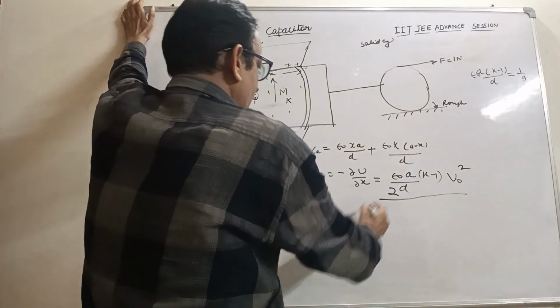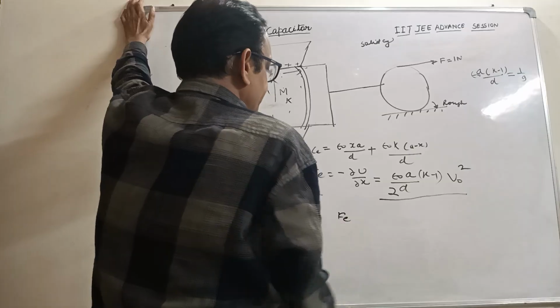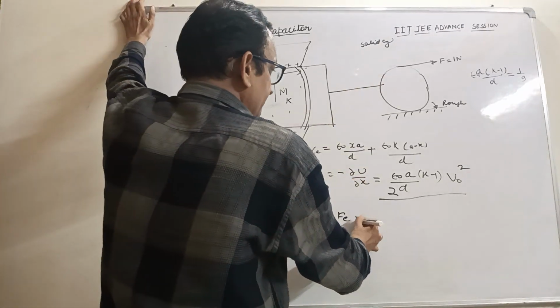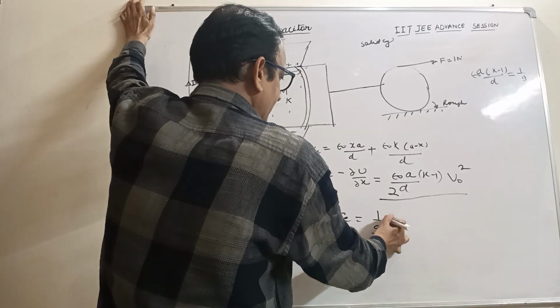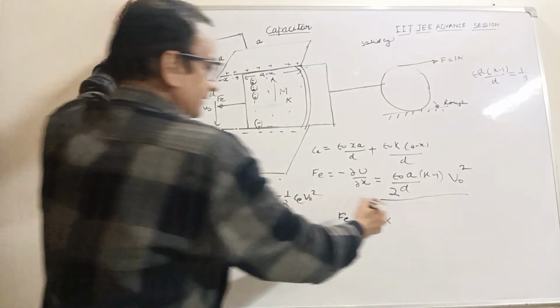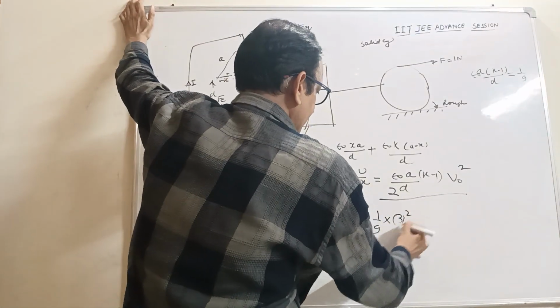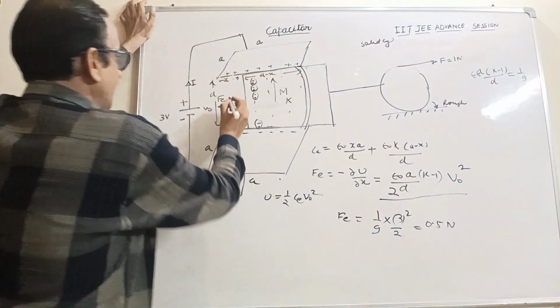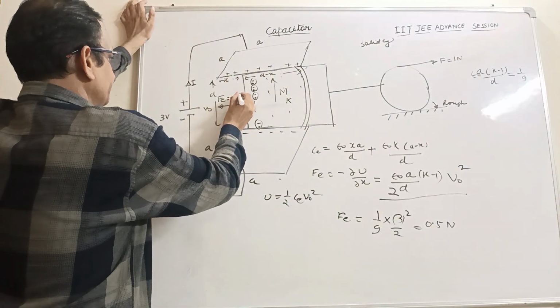So putting the value here, Fe would be 1 by 9, this would be 1 by 9, and the potential here is 3, so 3 square and 2, this becomes 0.5 Newton. So Fe is 0.5 Newton.